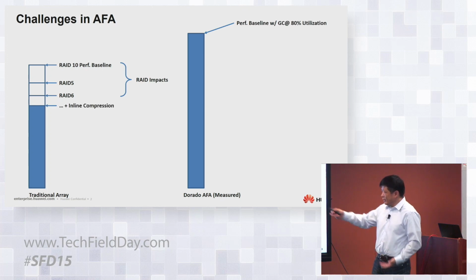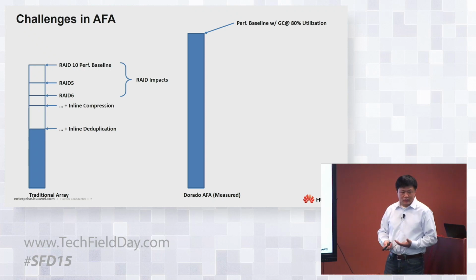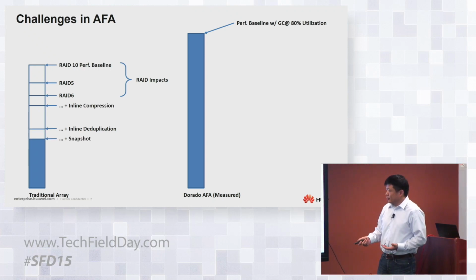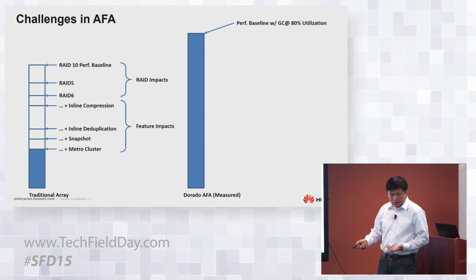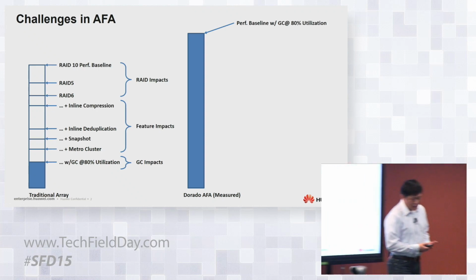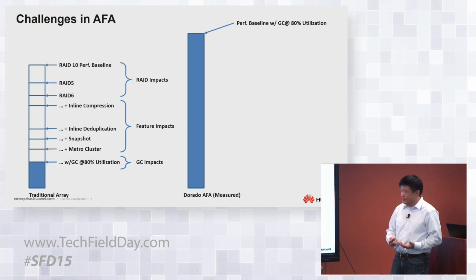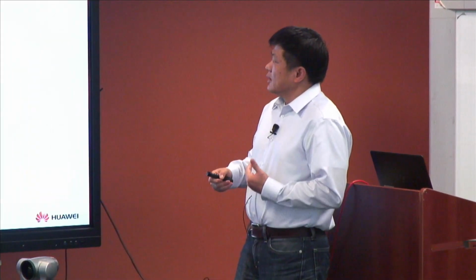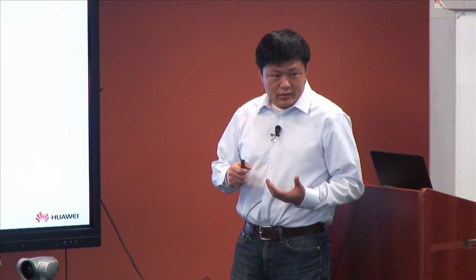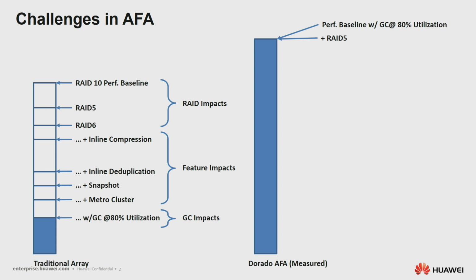For example, after we add inline compression, we get a percentage off. Then with inline deduplication, it's even more. And with snapshot and with metro cluster. What makes everything worse is the famous SSD GC kicking in. So what we're trying to address that with is an architecture which is optimized in a way that we don't suffer those losses.